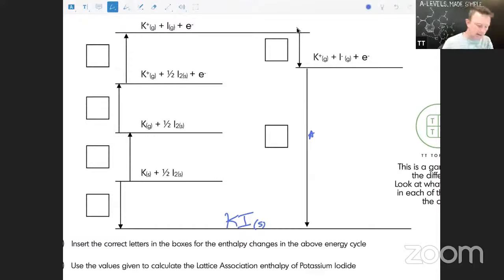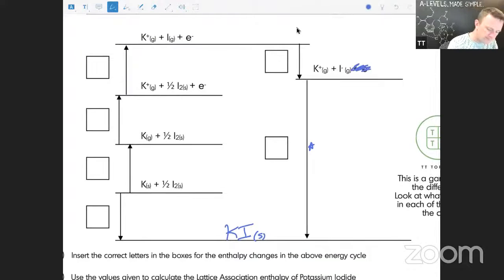Specifically, what is that change? We're going from our gaseous ions to the solid substance. Good. So this is delta H lattice association. Okay, don't call it formation, don't call it lattice formation, because that confuses it with the one on the other side, which is delta H formation. So try not to use lattice formation, try to use lattice. All right, so that's delta H lattice association.